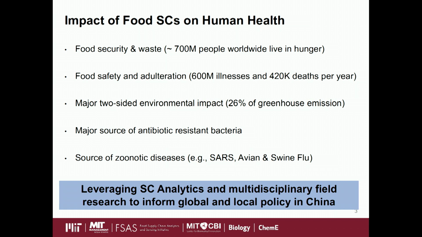Food and agriculture systems and water systems interact with the environment in two bidirectional ways. The environment makes a major impact on agriculture systems. And at the same time, as you can see from the numbers here, agriculture systems are making a tremendous impact on the environment. Over 25% of the gas emission is actually sourced from agriculture systems. There are other issues like it's a major source of antibiotic resistance bacteria.